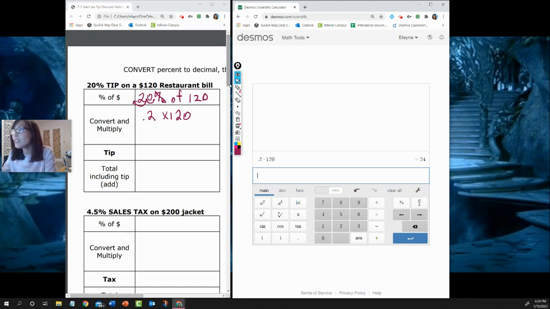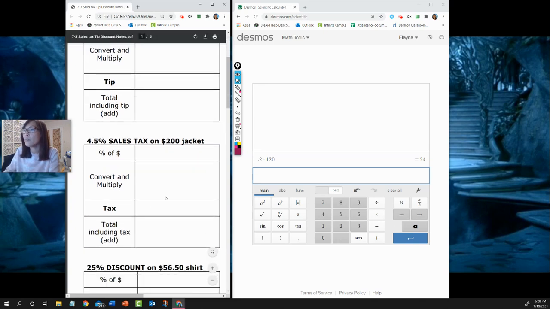So the actual tip amount that we are going to give is $24. This is what we are going to give the waiter. If they want to know what is the total amount that you're going to pay, $120 plus the $24 in tip, so that would be $144. Let's look at the next situation.